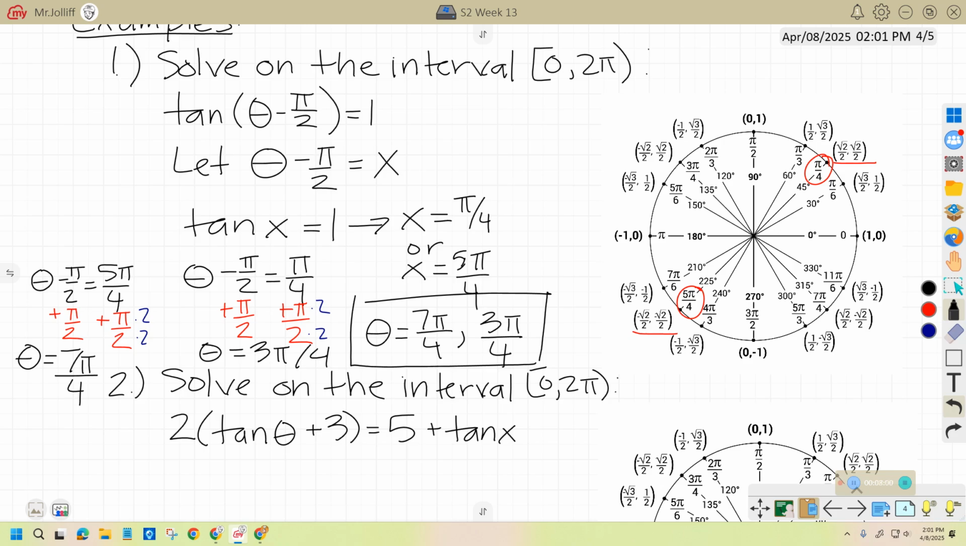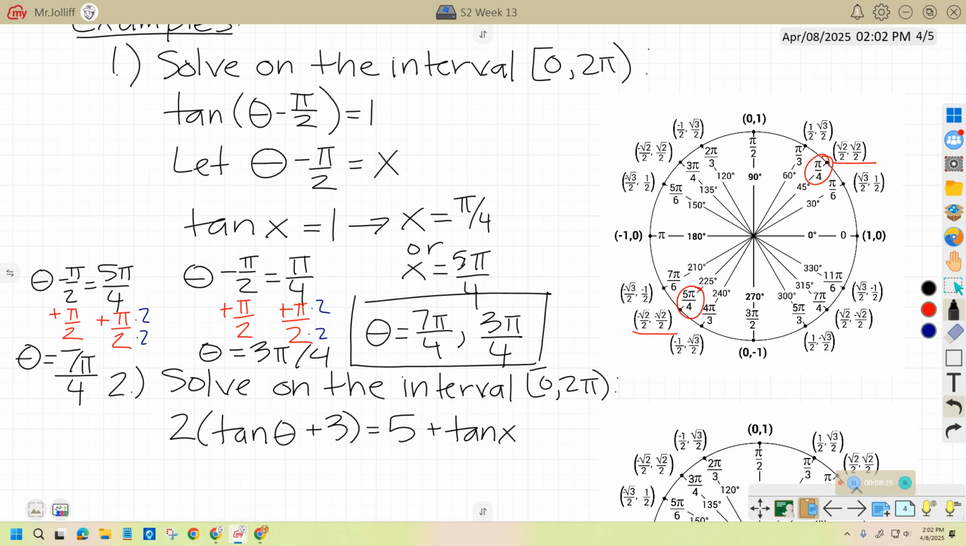So we've learned something new. If the algebra is outside the trig function, 2 times tangent plus 5, and it's all outside the tangent, we do the algebra first, and then we go to the unit circle. If the algebra is inside the trig function, it's the argument inside the trig, we go to the unit circle first, and then we do the algebra.